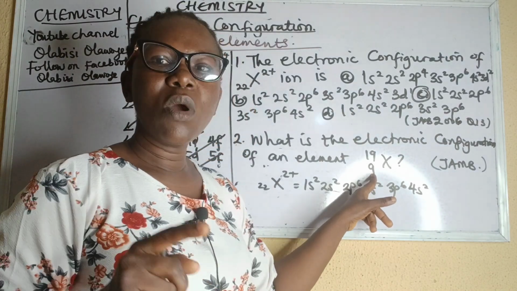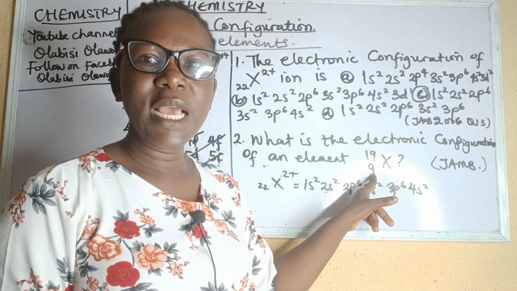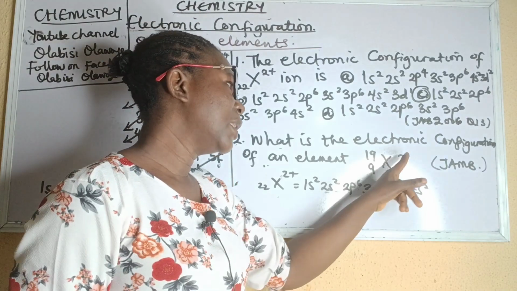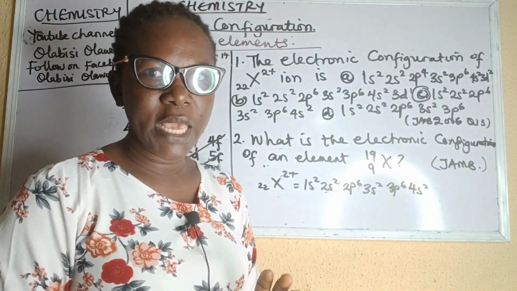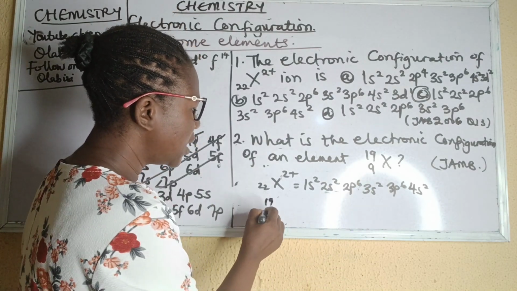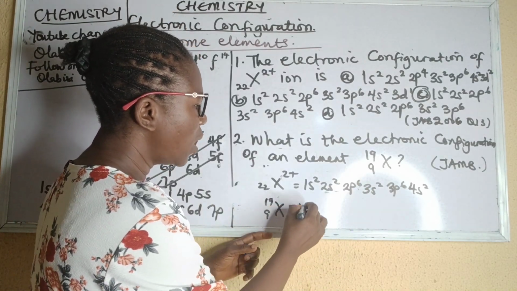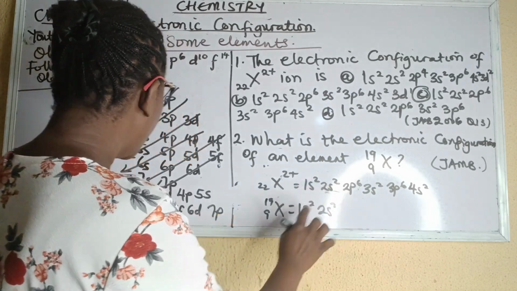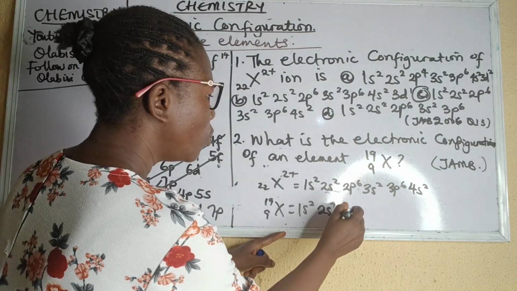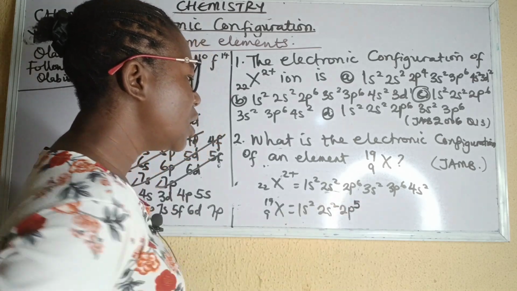So here we are working on 9, because once the proton is 9, atomic number is 9, and it means the element has 9 electrons, and it has not given out or gained any electrons. So we are working on 9 electrons. So 19 9X is 1s2, 2s2, following this energy level here. 2, 2, we have 5 left, so we have 2p5.